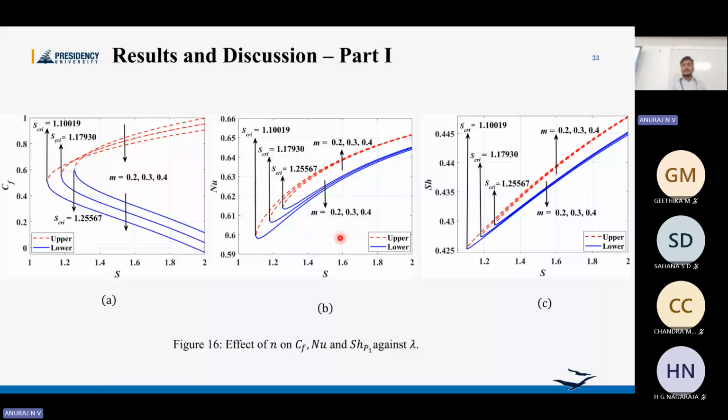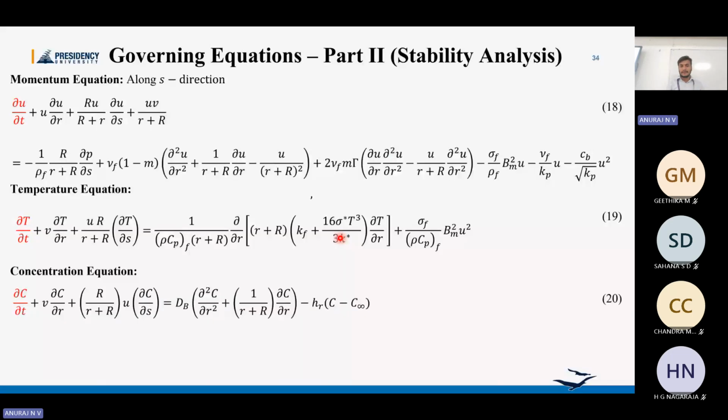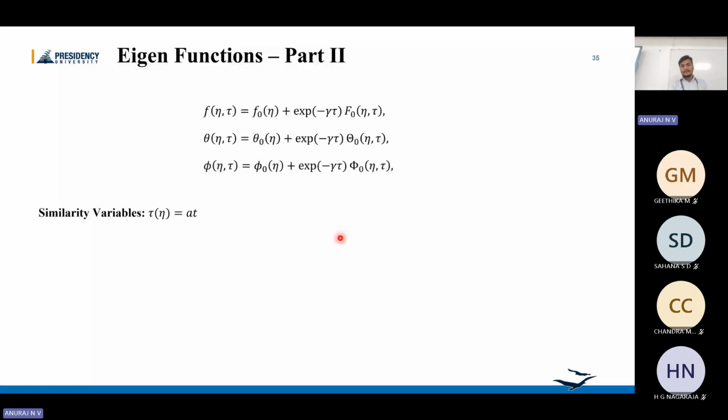Next I did the stability analysis, because now I'm getting two solutions and I don't know which one I should select. That's why I consider the unsteady case over time. Over time I introduced the eigenvalues here. Gamma is nothing but the eigenvalue, and F naught, theta naught and phi naught are the eigenfunctions.